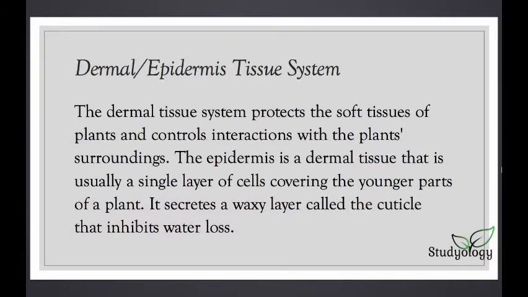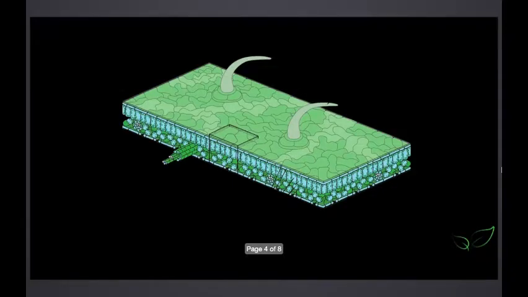Next, epidermis is a type of dermal tissue that is a single layer of cells and it covers the outer parts of the plant. And the epidermis secretes a waxy layer called the cuticle, and this prevents water loss through transpiration. I've written mostly everything which is there in the slide in session 2. So, you can first go see that session if you haven't seen, and then you can come back to this session. This is the picture of an epidermal tissue.